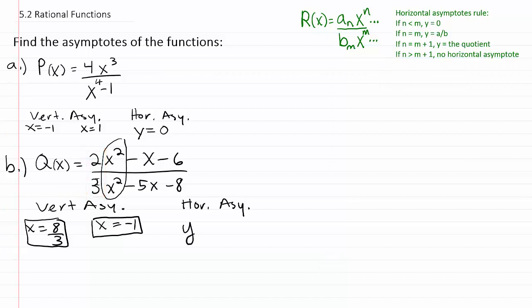So that means we'll have y is equal to 2/3. We just take the numbers right out in front here and make them into a fraction, and then say y equals that is our horizontal asymptote. And that's it for this problem.